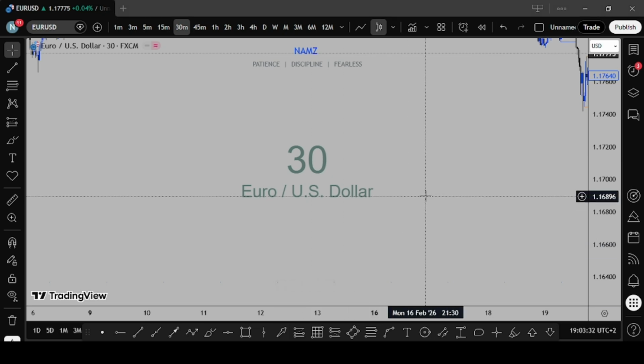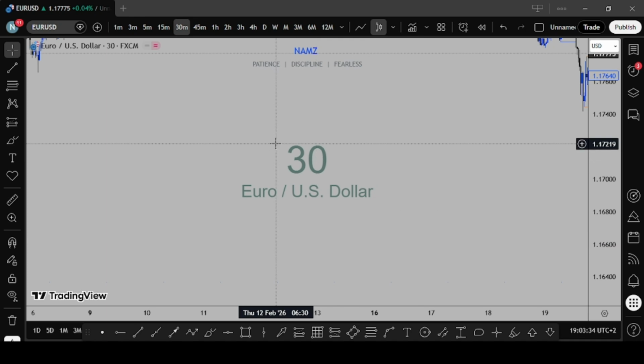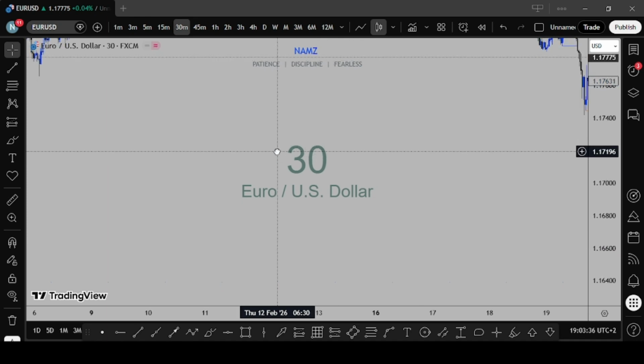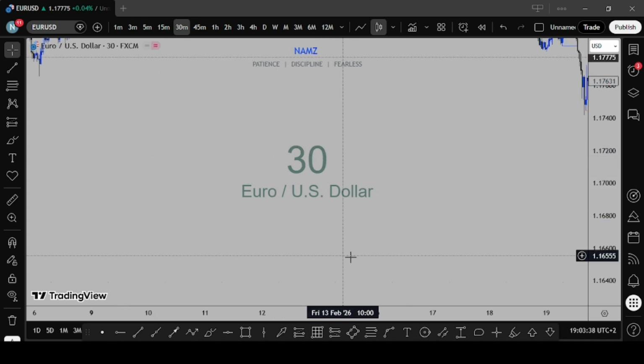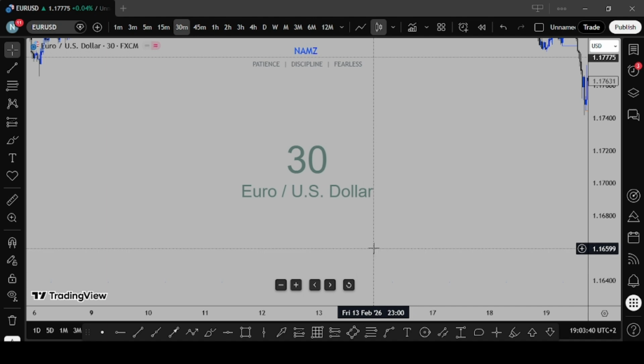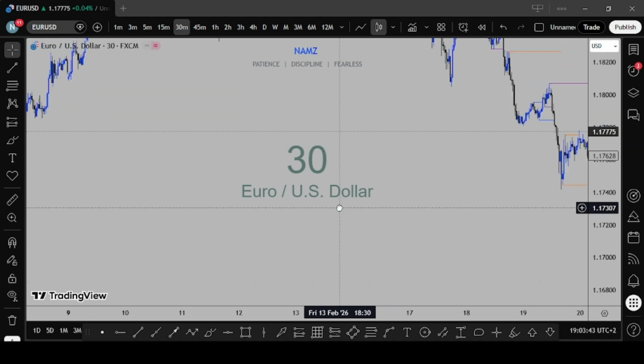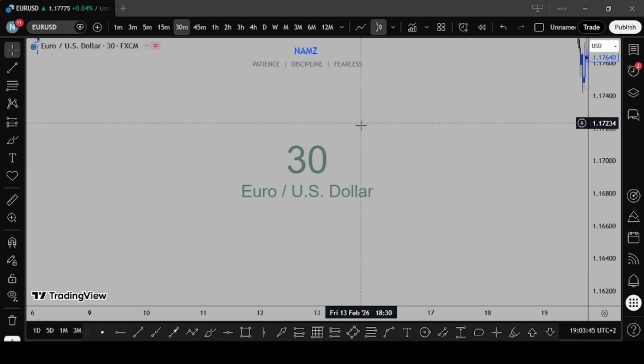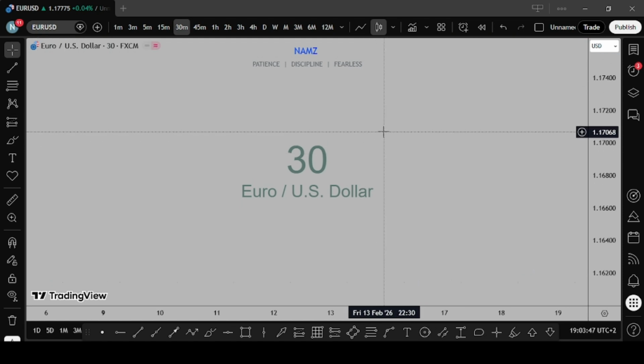So in today's tutorial, we will be looking at market structure. Many times we are left behind by the market. Why? Because a lot of people don't understand market structure. So in today's tutorial, we'll focus on market structure, how to read the market.